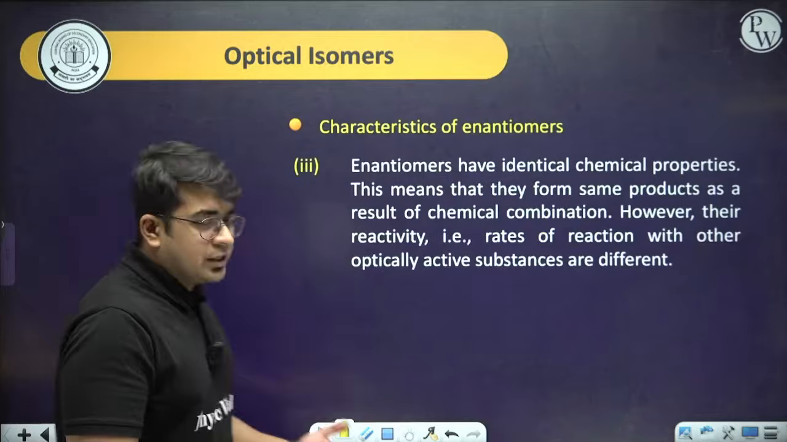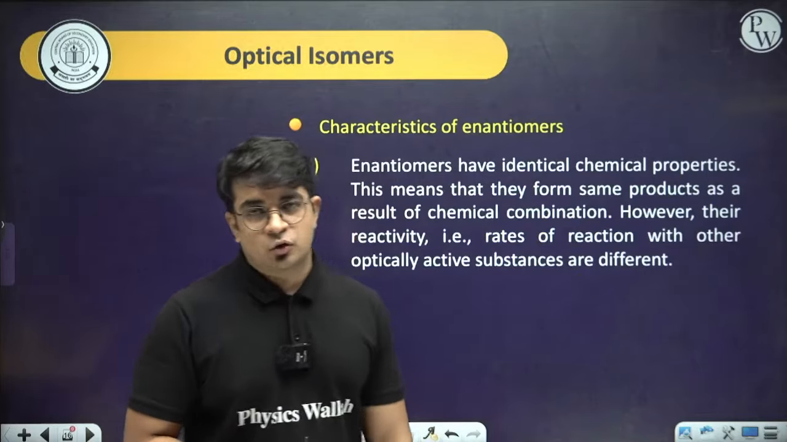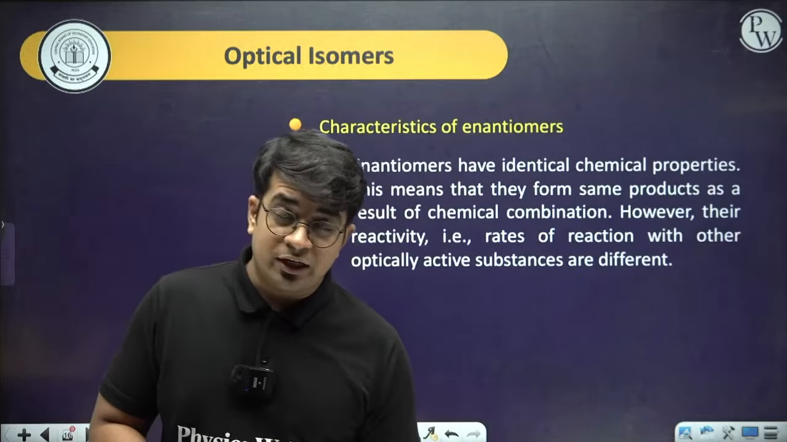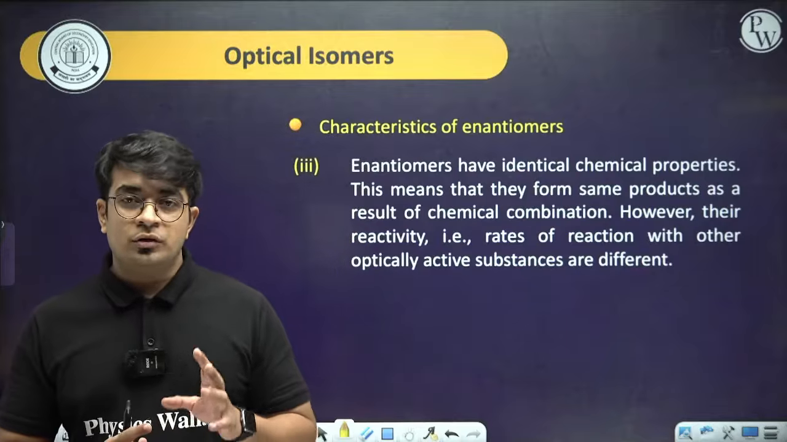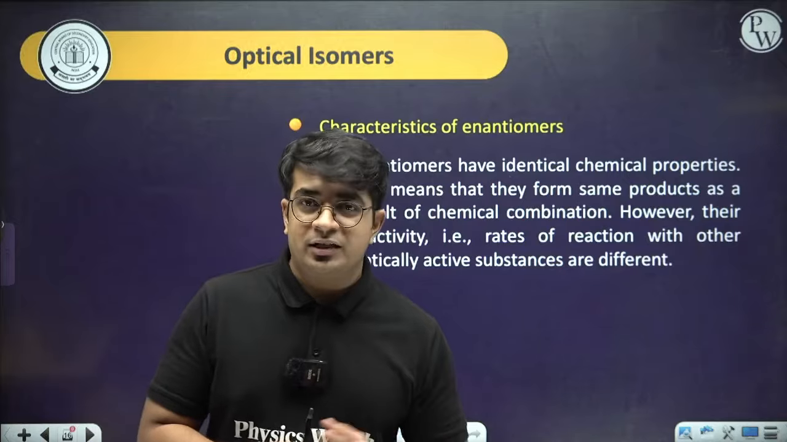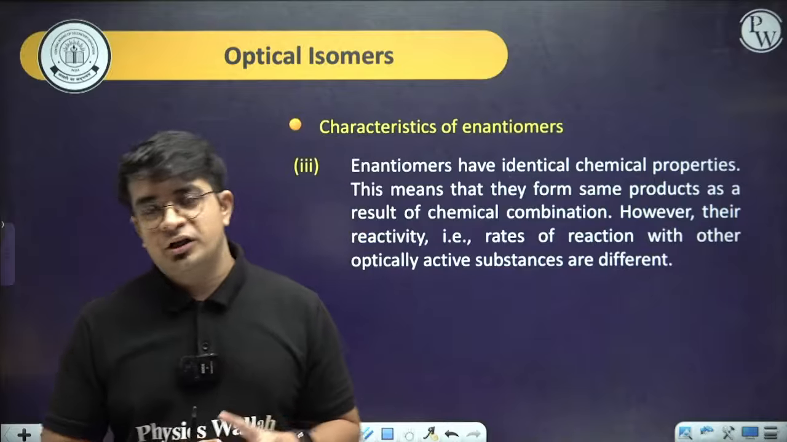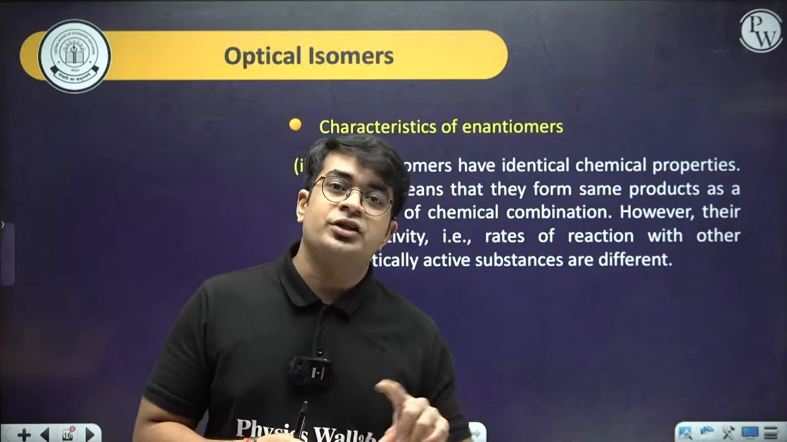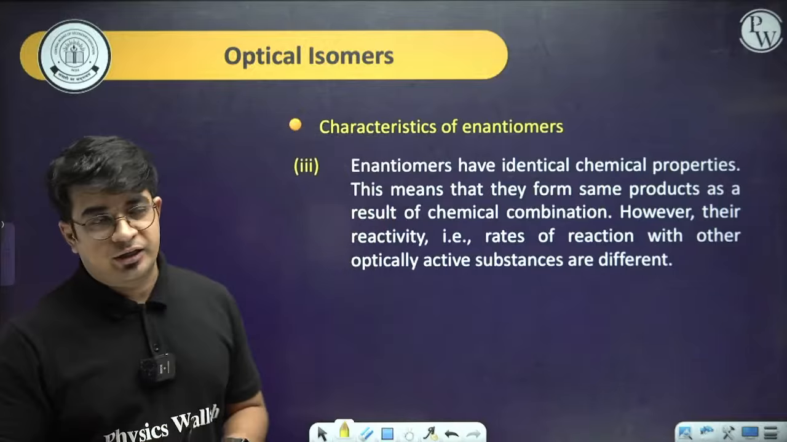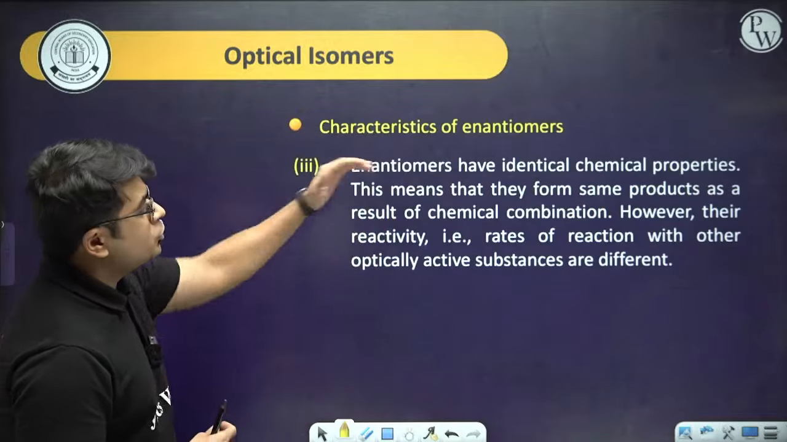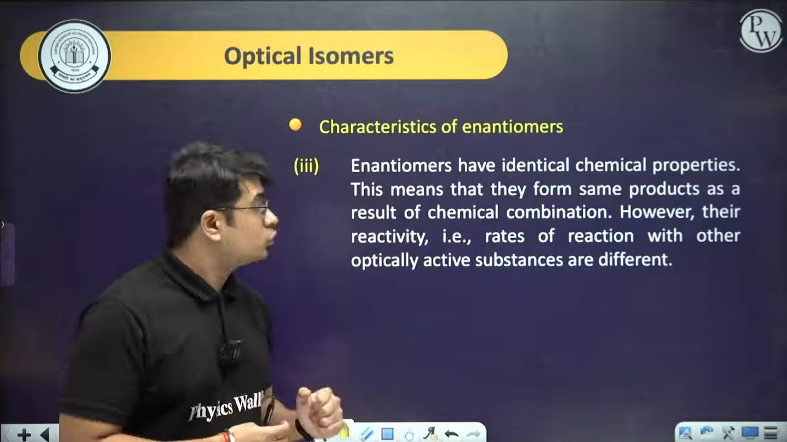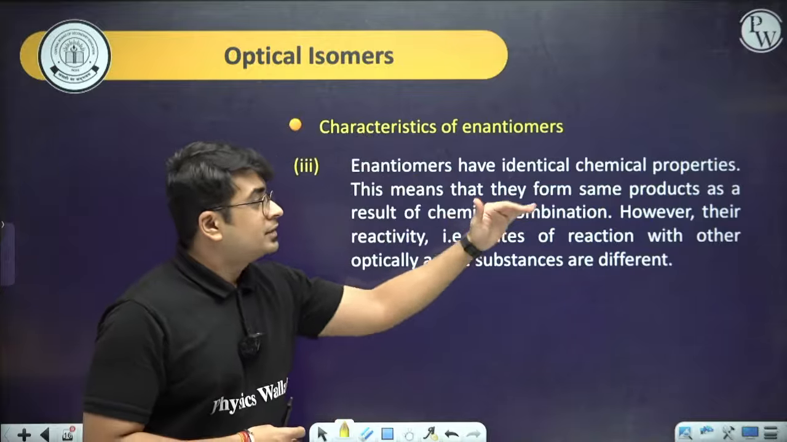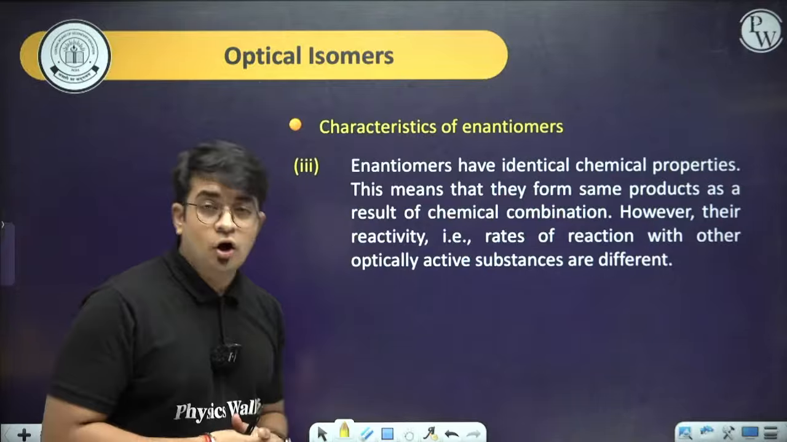Now you cannot find out which particular part is going to be dextrorotatory or which is going to be levorotatory. You have to perform the polarimeter experiment to know which enantiomer is going to show the dextrorotatory and which enantiomer is going to show the levorotatory orientation. Enantiomers have identical chemical properties also. This means that they form the same products as a result of chemical combination.